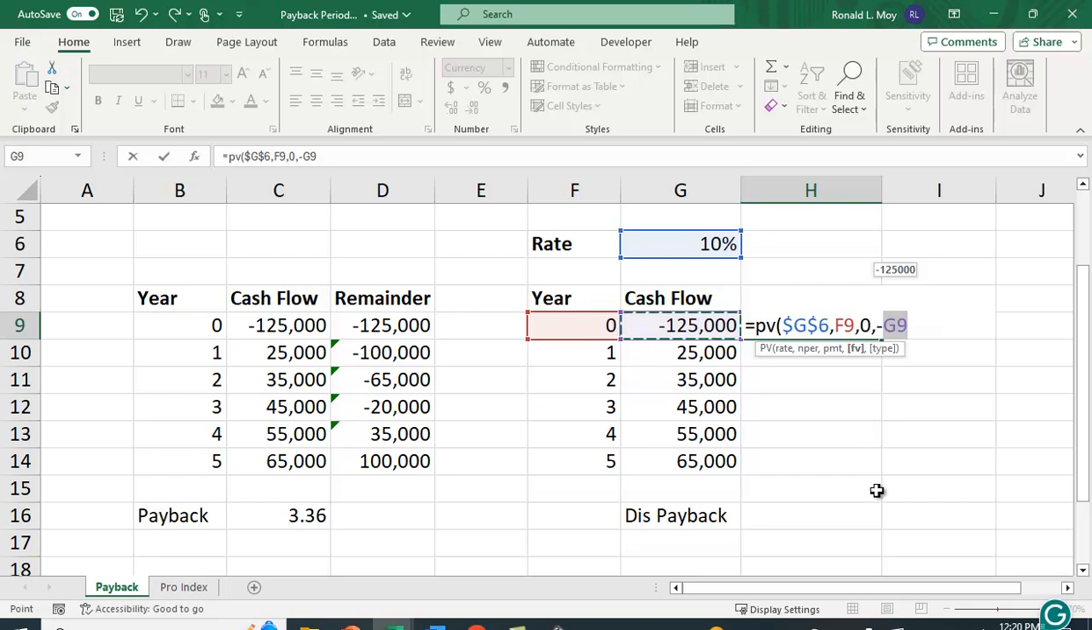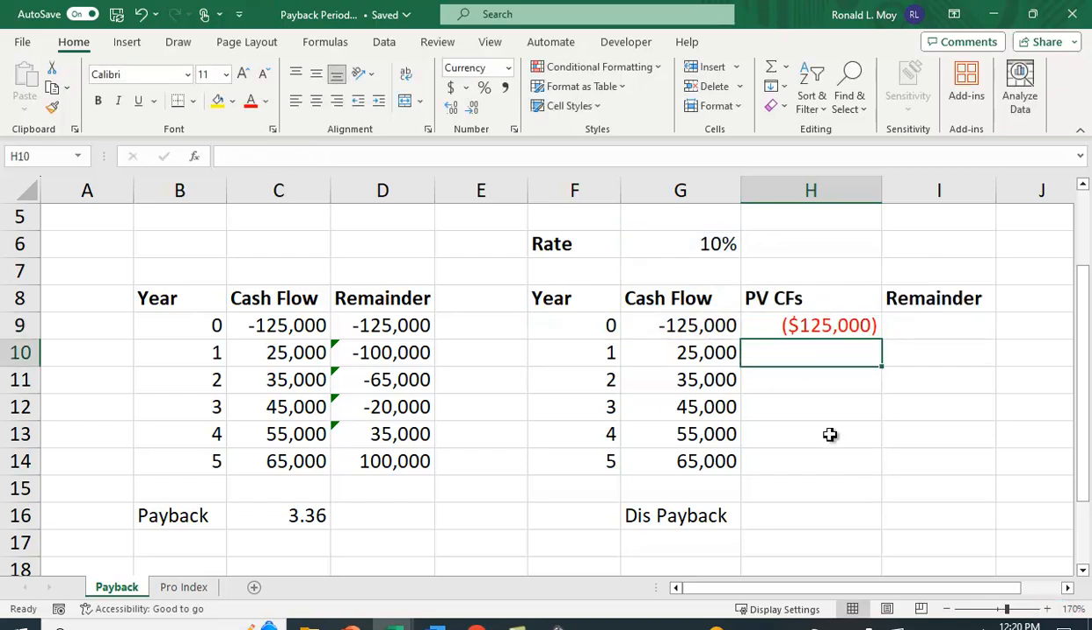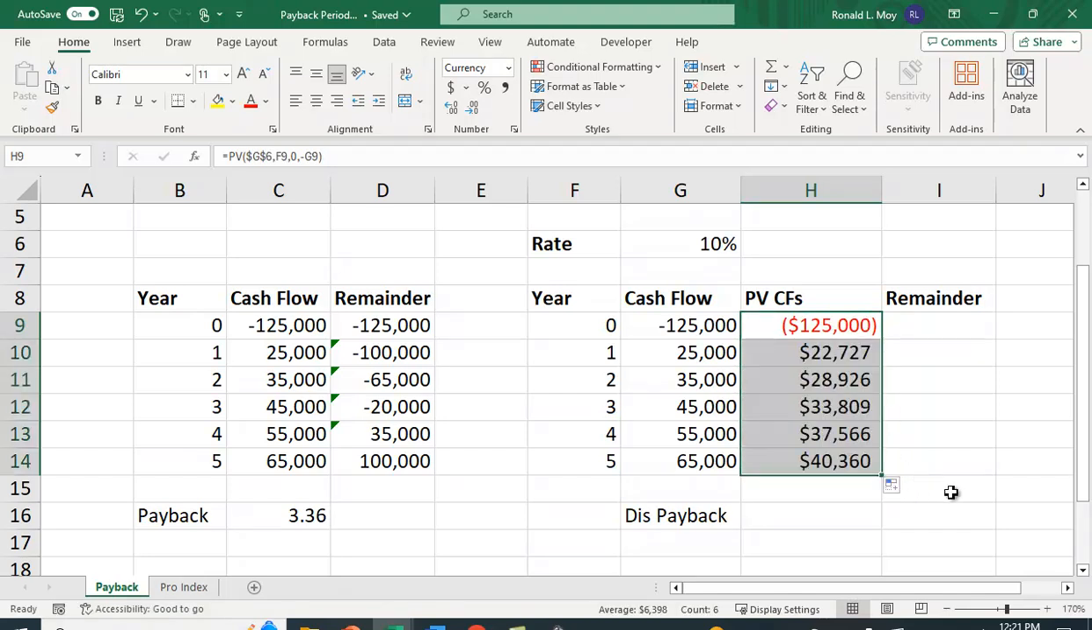because I want it to be the same sign as it was before. Those of you who've used the PV function know that when you calculate it, if you put in a positive FV, you get a negative PV. I want it to stay the same. So let's see what we have here. We get minus 125. And if we copy this down, we should get the present value of all of these cash flows. So this is the present value of $25,000 1 year from now. This is the present value of $35,000 2 years from now, etc.